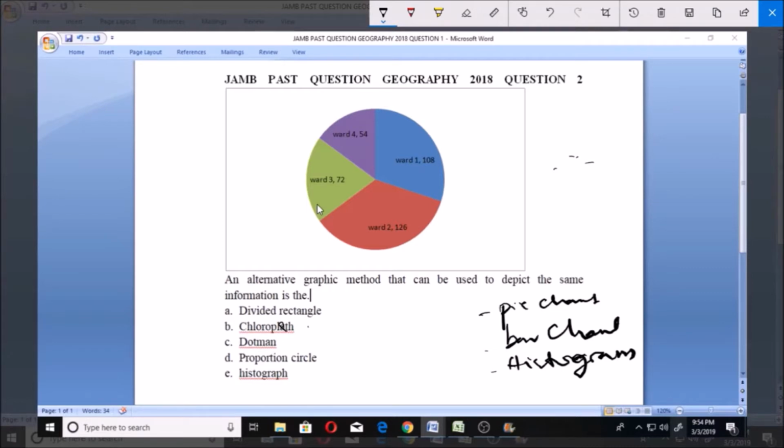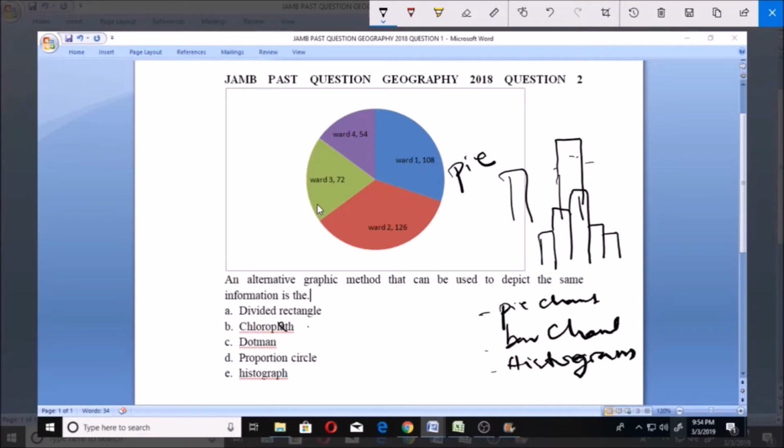So as an alternative to this is a pie chart, the circular proportional showing of data. The bar chart is in rectangles showing similar information, whereas for a histogram, we talk about rectangles that are together like this. So the better option here should be histogram.